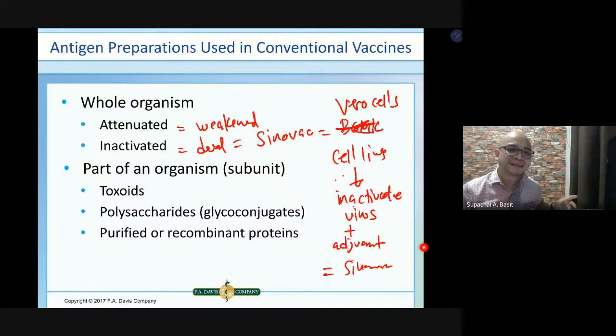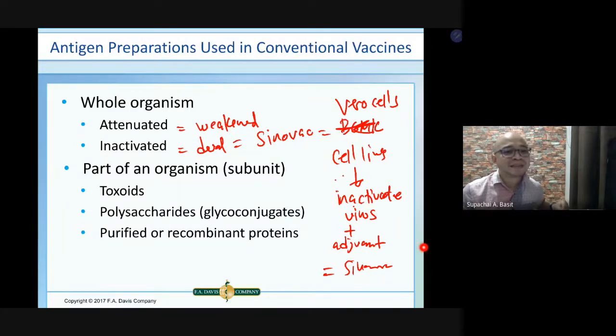Okay? So they say that it is not as efficient as Pfizer and other types of vaccine, but nonetheless, it is actually 99% effective in preventing death. You can still be infected, but at least you'll not die or you'll not get severe COVID if you have Sinovac. Same with Pfizer or even AstraZeneca, you can still get infected, but you prevent death or severe COVID. So that is an example of inactivated vaccine.